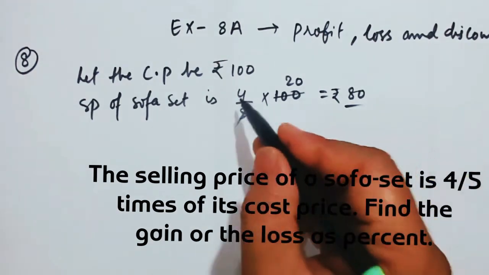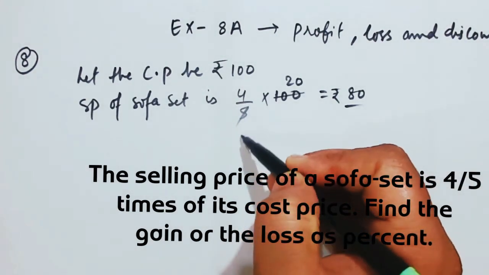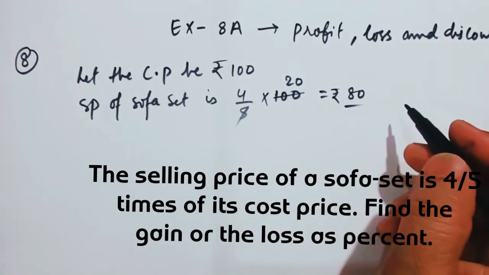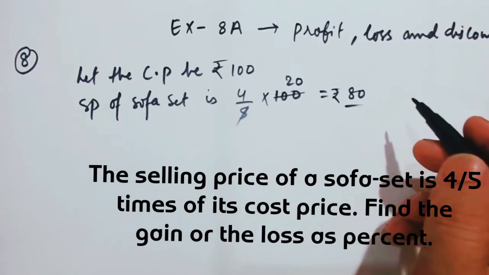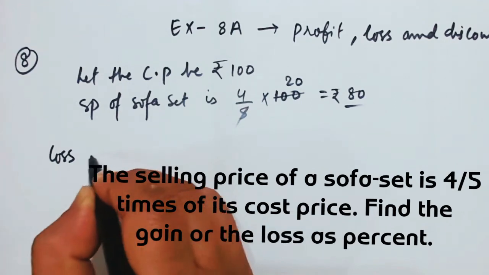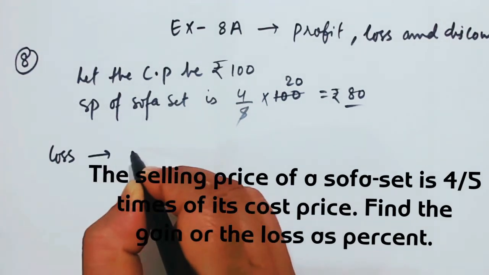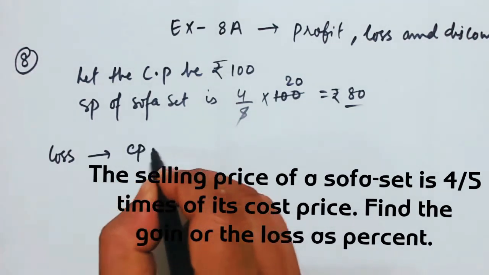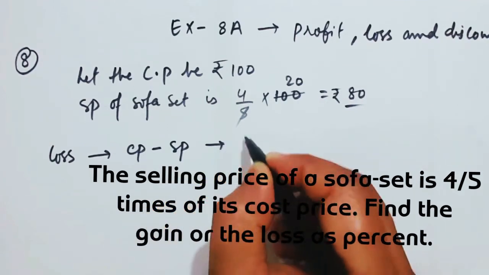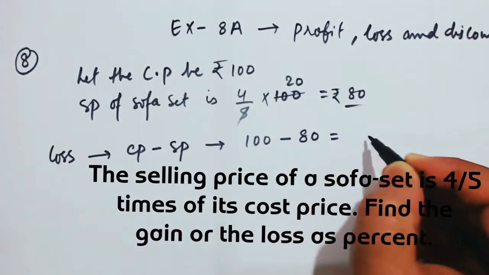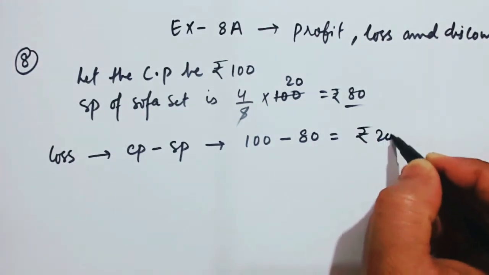So it is a proper fraction; if he sells, he will incur a loss only. Find the gain or the loss as percentage. The loss is there. Who said the gain is there? Loss is equal to how much? CP minus SP. Of course, CP is more than the selling price. So loss is equal to rupees 20.